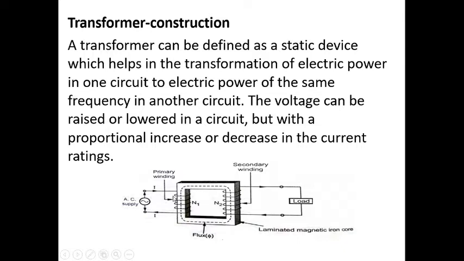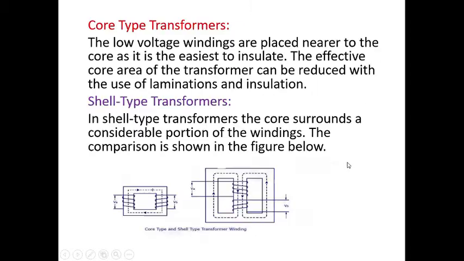In this, a primary winding is there which has N1 turns and a secondary winding which has N2 turns. When the primary is excited by an AC supply, the magnetic flux induced in the primary will link with the secondary winding as explained by Faraday's law. When a load is connected to the secondary winding, it will induce a current in the secondary winding.